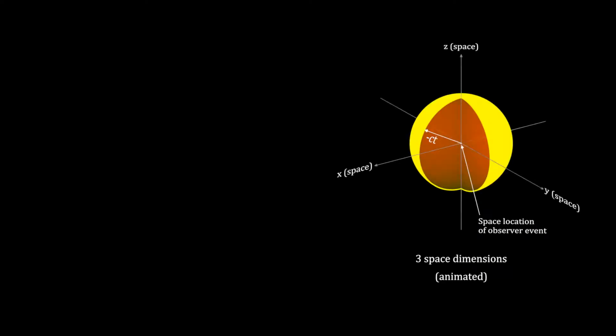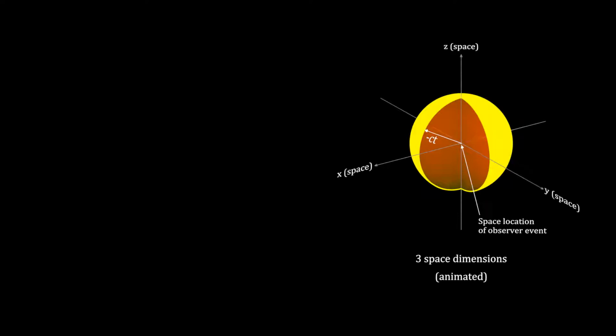Turning attention to an animated 3-dimensional space diagram. The observer event occurs in space. A coordinate system is chosen so that the observer event occurs at the origin of the axes. The time of the observer event is defined as the present, but that will be animated. It begins in the past.